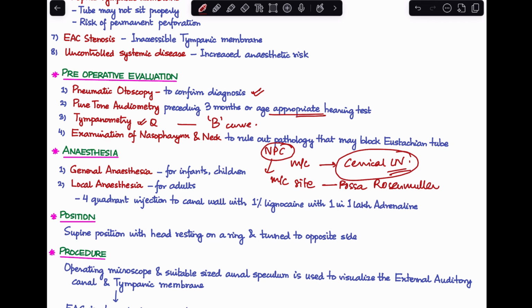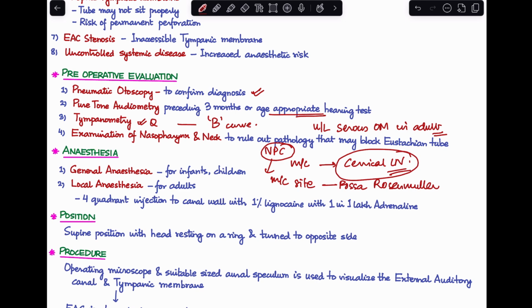So, in any case where a unilateral serous otitis media in an adult has come to you, you should suspect some tumor involving the nasopharynx, and perform a nasopharyngoscopy to rule out any mass over there. So, that is for our preoperative evaluation.